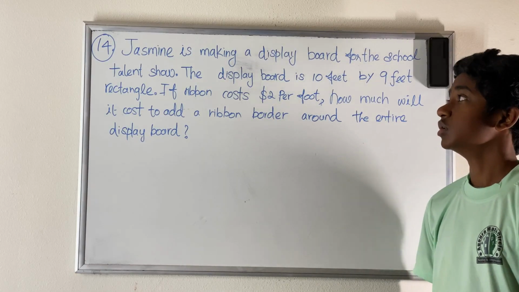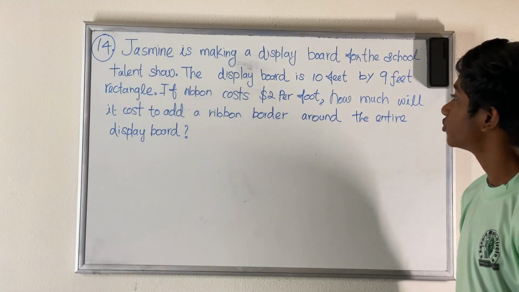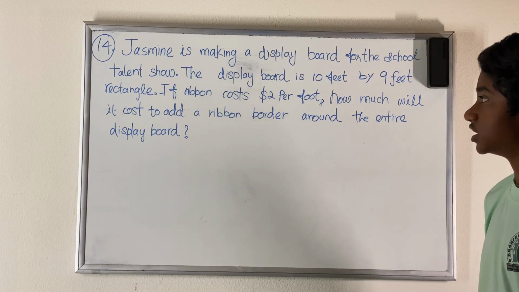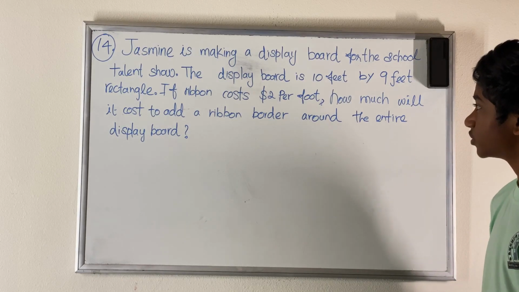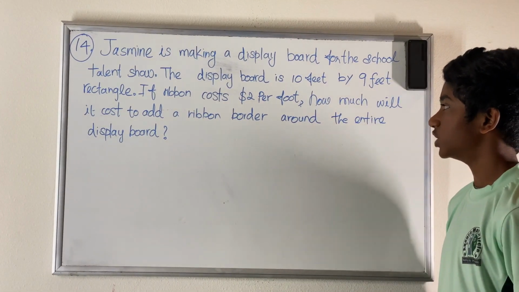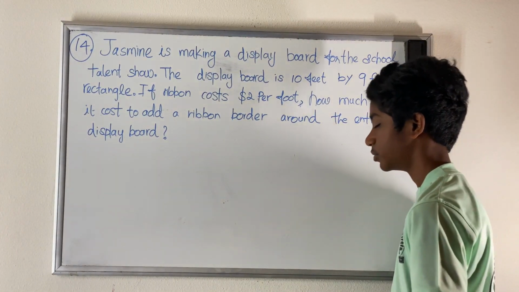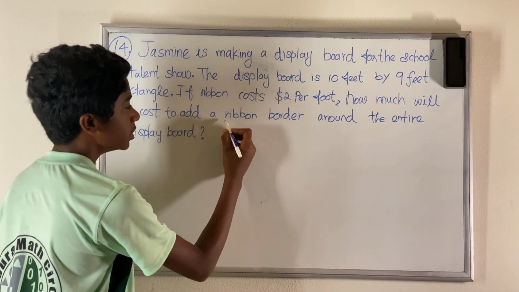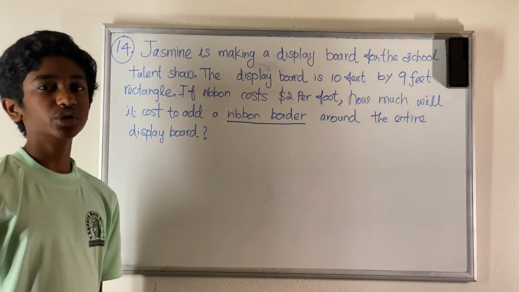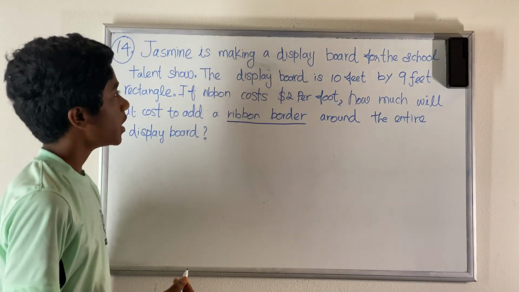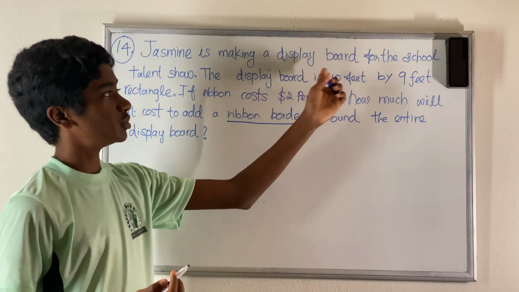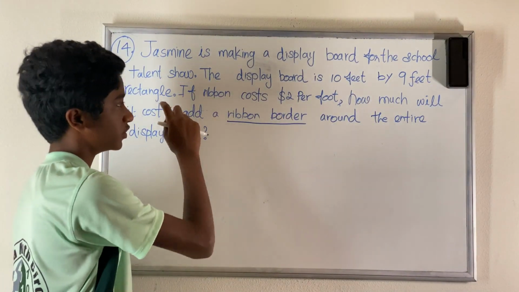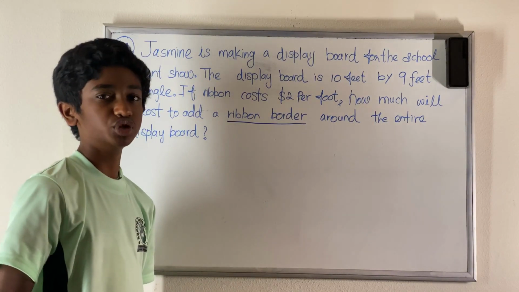Problem number 14. Jasmine is making a display board for the school talent show. The display board is a 10 feet by 9 feet rectangle. If ribbon costs $2 per foot, how much will it cost to add a ribbon border around the entire display board? A keyword you should identify is ribbon border. Border usually refers to perimeter, and it's a rectangular display board, so we try to find the perimeter of the rectangular display board. Let's draw a diagram first.